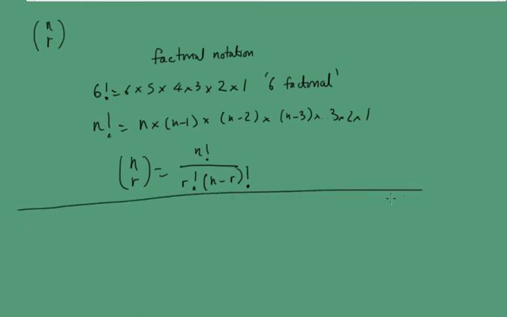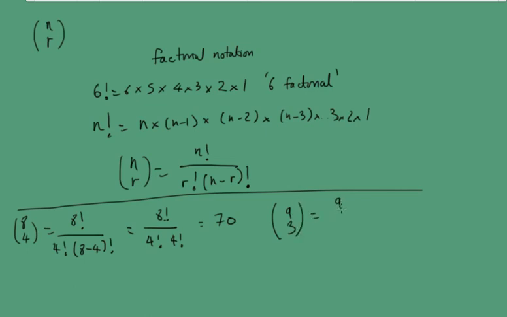And so let's look at some examples for using this. 8 choose 4 becomes 8 factorial over 4 factorial times 8 minus 4 factorial, which is 8 factorial over 4 factorial times 4 factorial, which is 70. And 9 choose 3 becomes 9 factorial over 3 factorial times 9 minus 3 factorial, that is 6 factorial, which is 84. This is something to memorise, and this pops up not just in binomial theorem. So yeah.